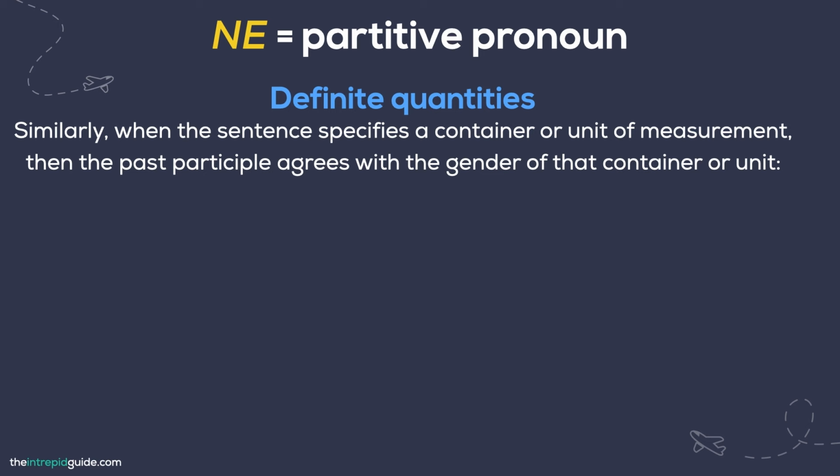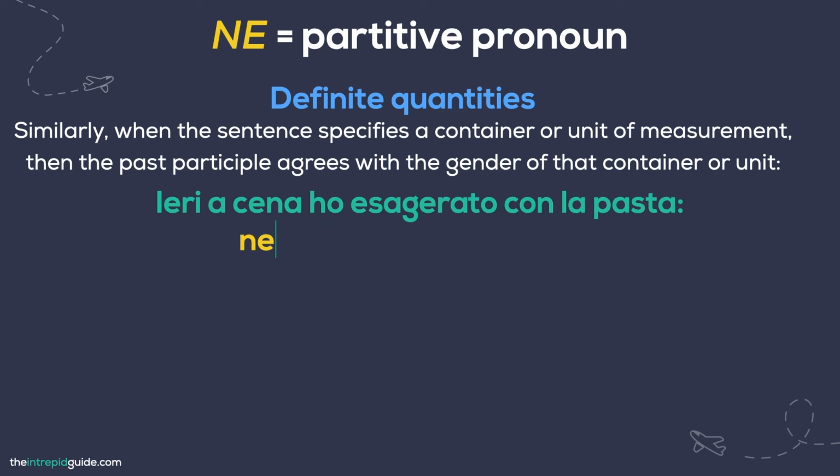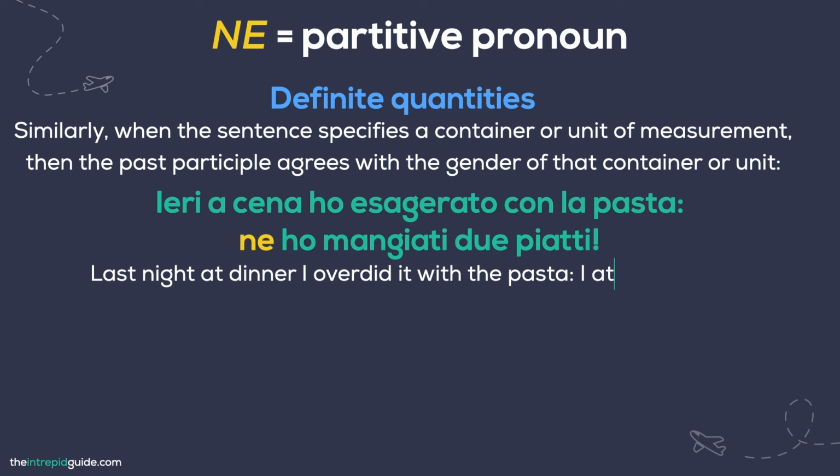Similarly, when the sentence specifies a container or unit of measurement, then the past participle agrees with the gender of that container or unit. For example, Ieri a cena ho esagerato con la pasta. Ne ho mangiati 2 piatti. Last night at dinner I overdid it with the pasta. I ate 2 dishes. Ne stands for piatti, dishes.